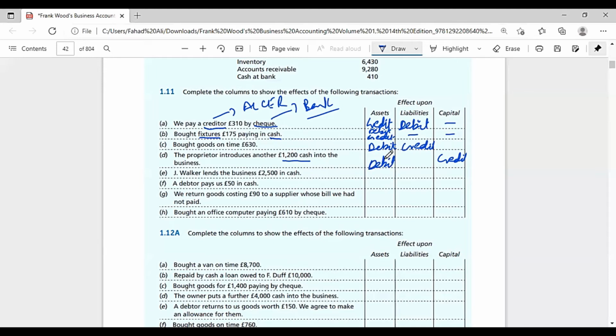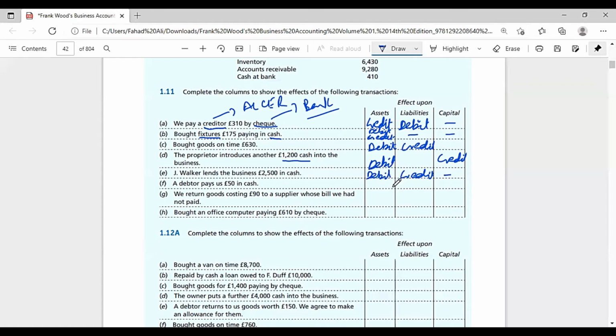Jay Walker lends the business 2500 in cash. So lends is like a loan. Yes, so the loan is increasing. So liability is credit. And cash is increasing, so debited.